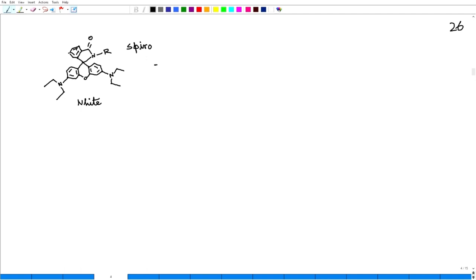However, in presence of a proton, that is in presence of an acid or a metal ion, what happens? The spiro bond breaks this way.